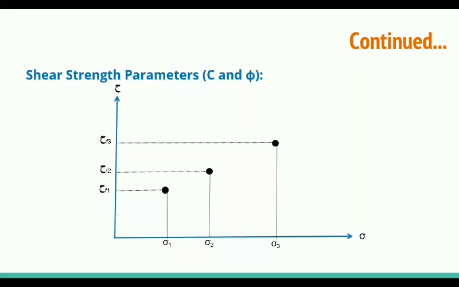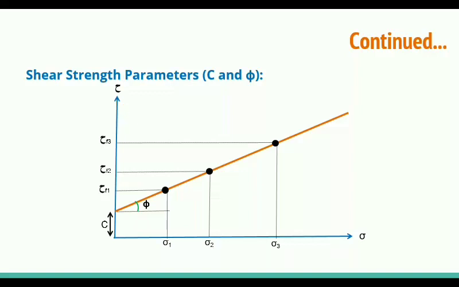So we have 3 coordinates. Using the 3 coordinates, we can draw a straight line, and that straight line we call the failure envelope. Now we can calculate the vertical intercept on the tau axis, or shear stress axis. That gives us the cohesion intercept, and the angle of the line from the horizontal gives us the angle of internal friction. So we can calculate phi.